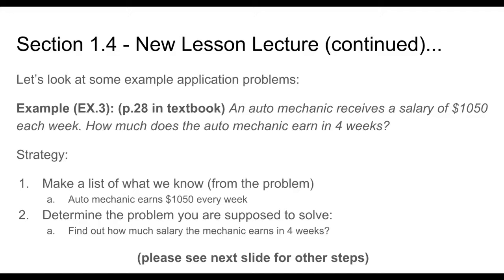I'm going to provide you with a strategy or step list to solve application problems, in particular multiplication application problems. The strategy for this problem would be: step 1, make a list of what we know. The first thing we know is that this auto mechanic earns $1,050 every week. There isn't any other information provided in this particular problem, so that's where we're at.